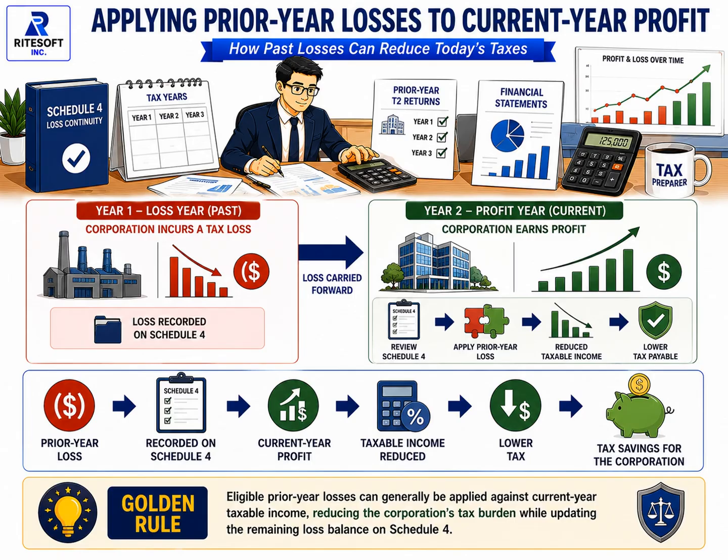Prior year tax losses can become valuable deductions when the corporation returns to profitability. By applying eligible carried forward losses against current year taxable income, the corporation can reduce its tax burden while Schedule 4 keeps track of the remaining available loss balance. This is why reviewing Schedule 4 is a standard step whenever a corporation reports taxable income after experiencing losses in previous years. It ensures that every available tax benefit is considered before the T2 return is finalized.